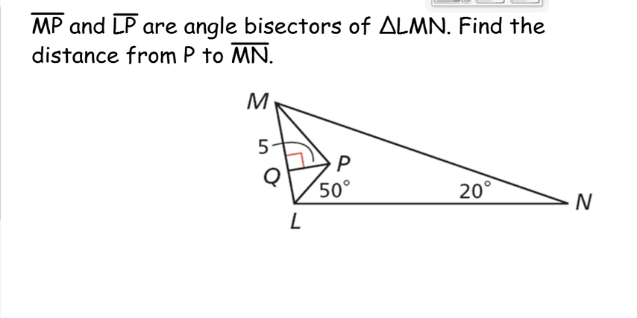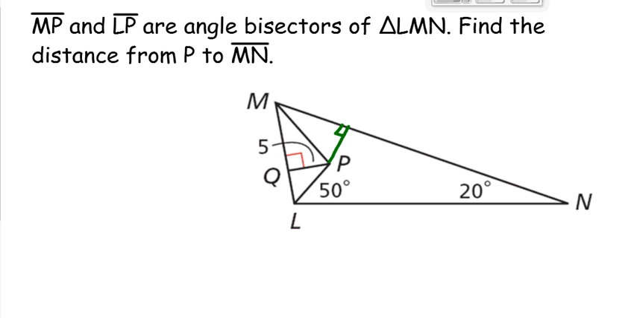All right, MP and LP are angle bisectors of triangle LMN. Find the distance from P to MN. All right, so the distance from P to MN, the shortest distance, would be the perpendicular drop.